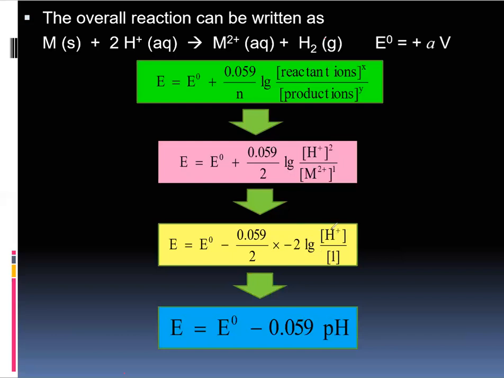Log of H+ is also known as pH. You don't have to memorize any of this. This is the formula you need: E is equal to E0 minus 0.059 pH. This is what you need to have in your memory, because you might be asked to calculate for pH. This is the relationship between the pH and the electrode potential.